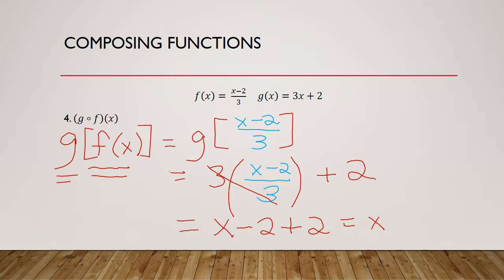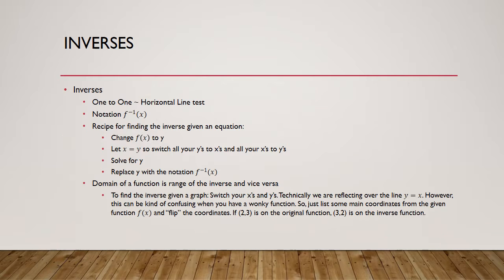It turns out that when you compose two functions together, if the backwards and the forwards composition both equal just x, then those two functions are called inverses of each other. So I'll say that again. If you compose f of g, and then you also compose g of f, if both of those simplify all the way to just x, then those two functions are called inverses of each other.